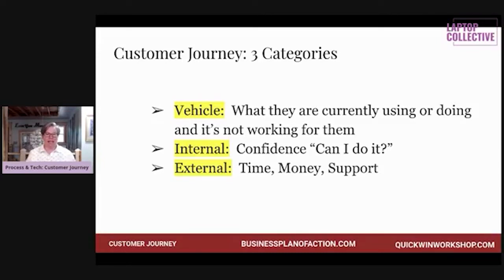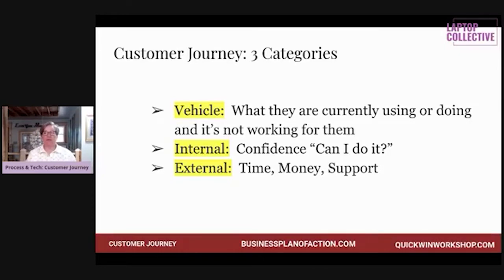What does that mean? It is the tool that they are currently using, and it's not really working for them. So I could give you an example for a vehicle, people who feel overwhelmed. The current vehicle or the product that they're currently using could be a day planner, or it could be printables, and it's not working for them. All right. Internally, the objections or the beliefs are all surrounding confidence. Can I do it? I don't think I can do it. It works for her, but it doesn't work for me. Right.